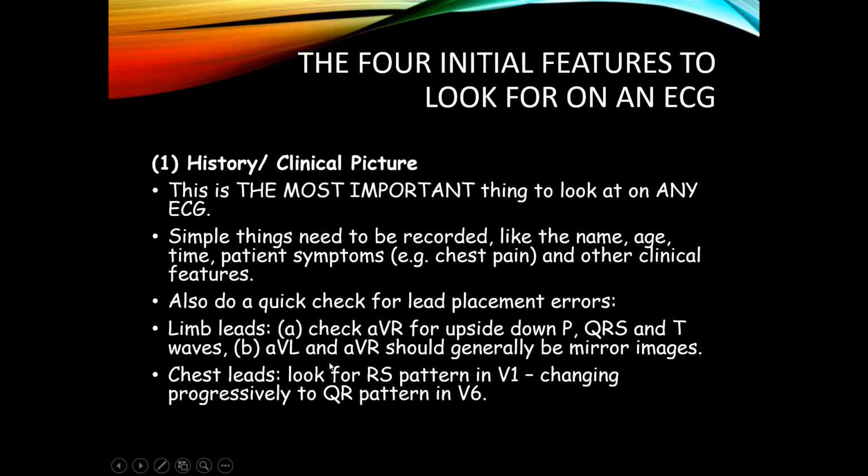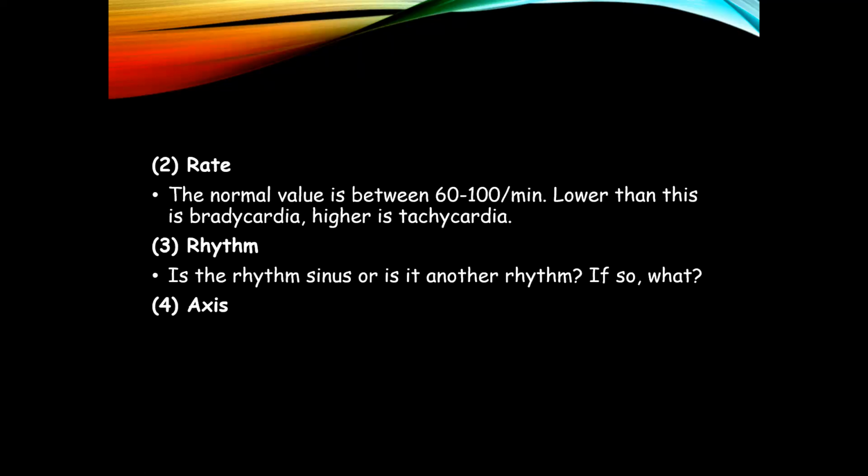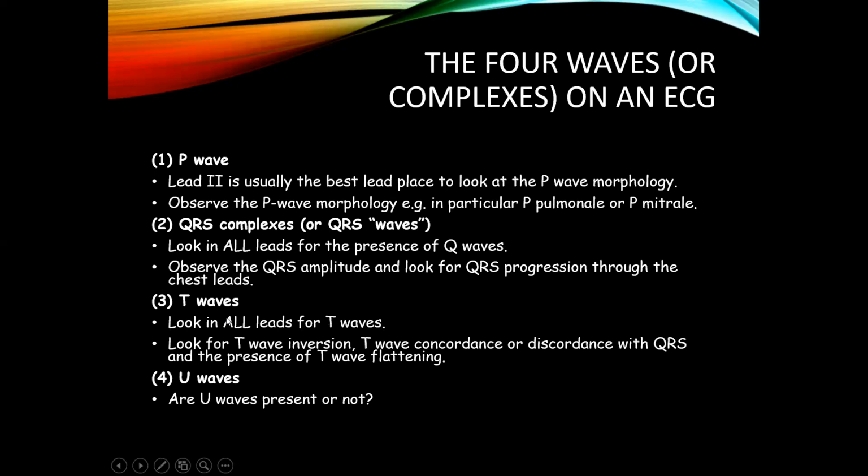Then you determine the rate. The normal value is between 60 to 100 beats per minute. Lower than this is bradycardia and higher is tachycardia. Rhythm: is the rhythm sinus or is it another rhythm? If so, what? Then the axis.